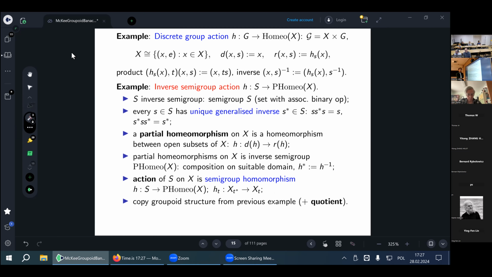As I said, this action is a homomorphism from S into the collection of partial homeomorphisms of X. Each applied to the element t has a domain and a range. These are open sets, and it's a homeomorphism between these open sets. And with all this set up, we can copy the groupoid structure from here, except that you need to quotient by an equivalence relation to make it work properly.